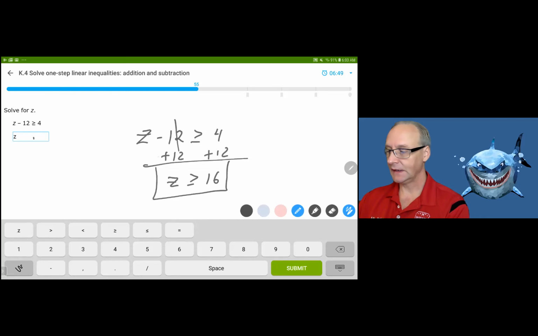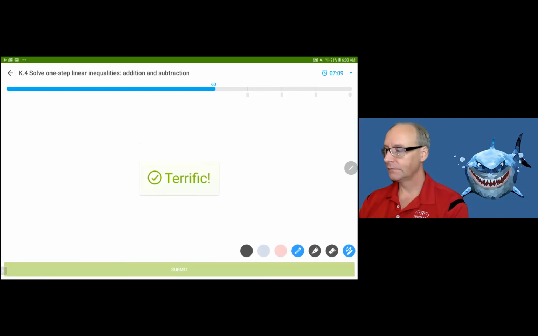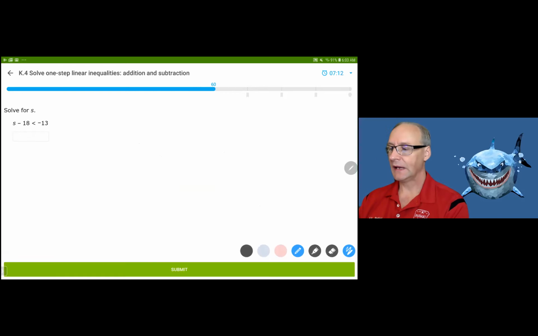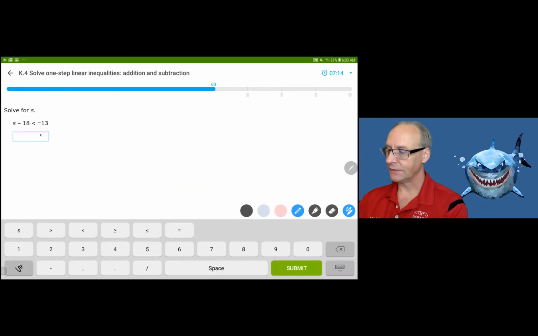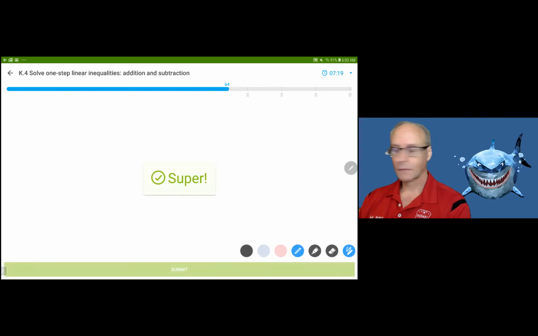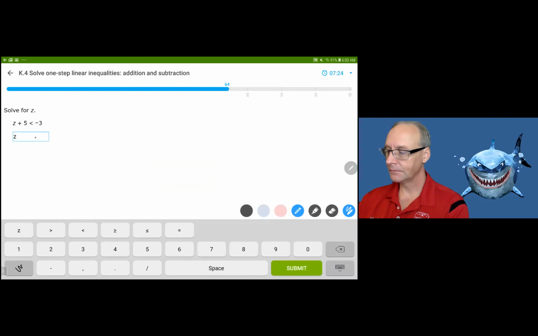So I'm doing the same type of problem. It's a lot like equations, but there is actually something else happening. We're keeping the inequality. So just keep that in mind, that it is slightly different than the rules for equations. I don't want to get lost while I'm doing these. We're going to add 18 to both sides and get S is less than 5. Going to subtract 5 and get Z is less than negative 8.